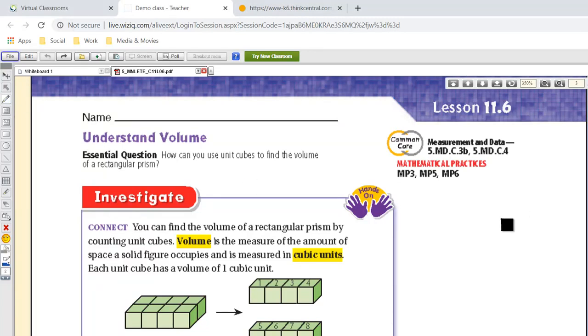Hello everyone, today is about volume. So, we are talking about volume today.